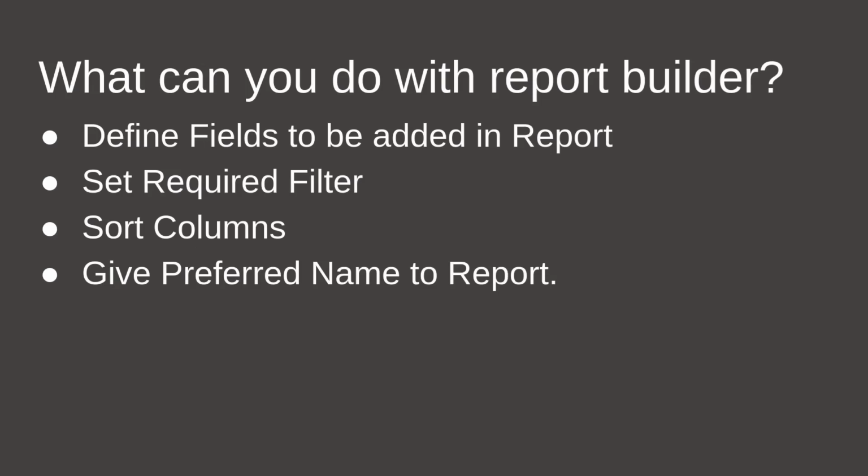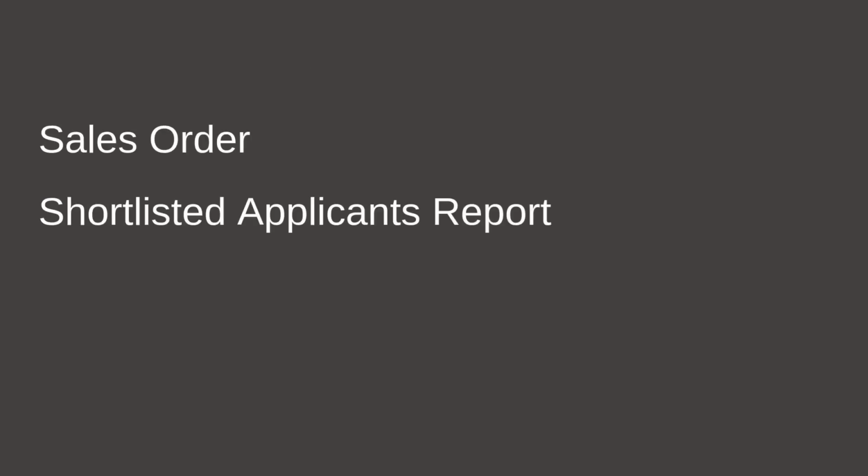Now first thing, what can you do with the report builder? In report builder, you can define fields to be added in the report, like selecting which columns you want to add. You can also set a required filter, like selecting the grand total, and then the status, for example if you want a report of shortlisted candidates. You can also sort columns as well as rows, and give a preferred name to a report. So what we'll do is create two reports right now.